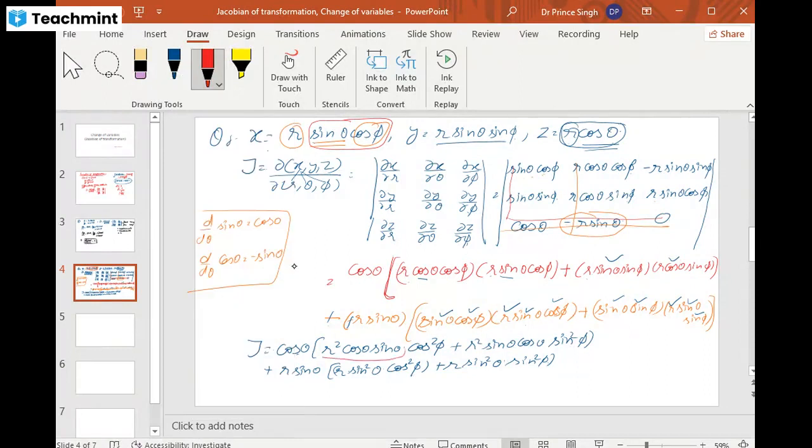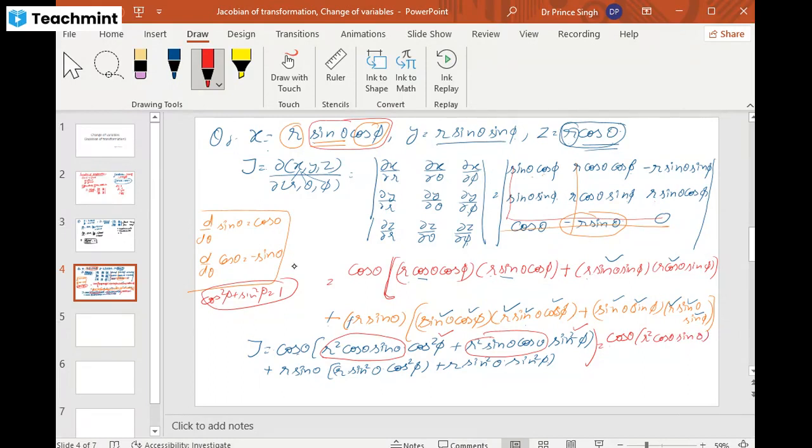So here you will find that r square cos theta sin theta, r square sin theta cos theta, this is common. So what we are left with is cos square phi plus sin square phi. And we know that cos square theta plus sin square theta is 1. So cos square phi plus sin square phi is also equal to 1. So this is 1. So we are left with cos square theta.